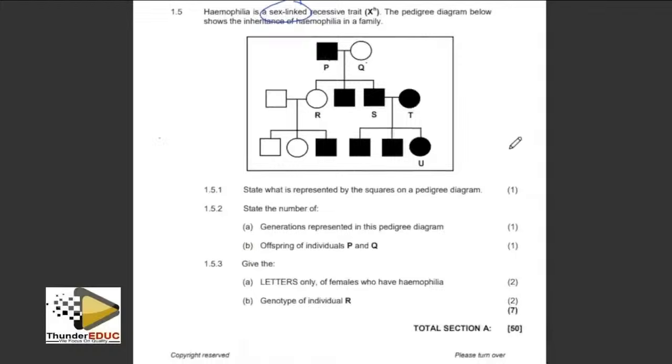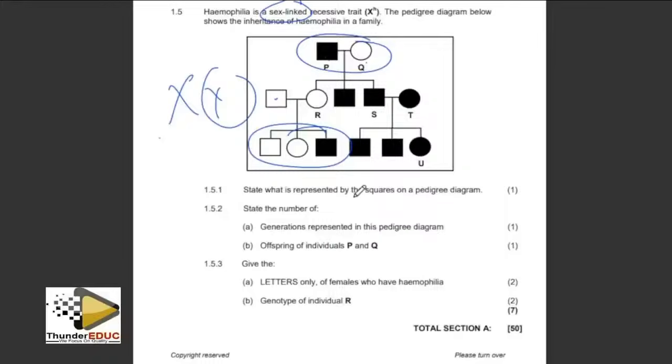The genotype of R. Now, how do we find the genotype of R? Look at the babies or look at the parents. First, look at the babies. It can help you. If you see that one baby is hemophilic, then automatically the mother is going to be heterozygous. Remember that here you have X and Y. Y doesn't carry anything. Y does not carry anything at all. All right.